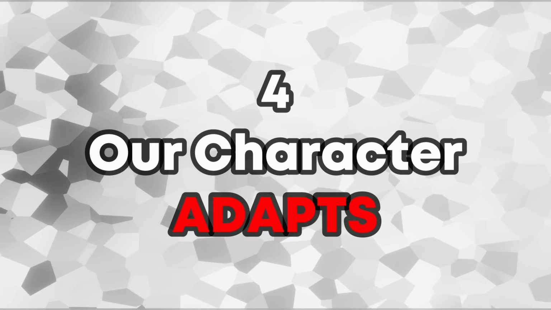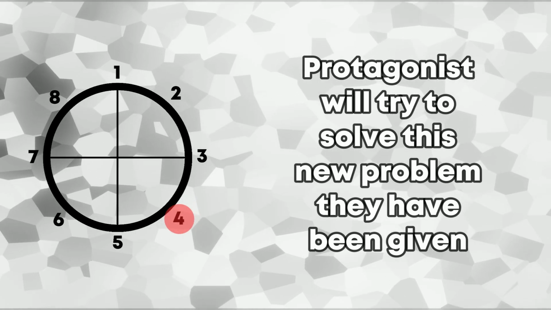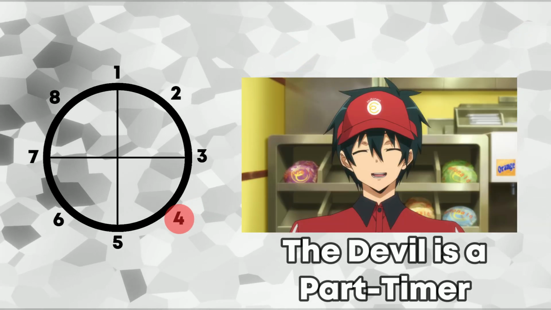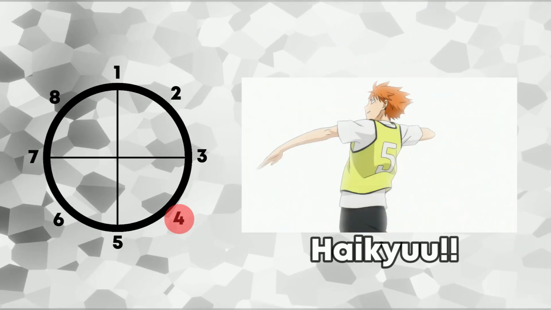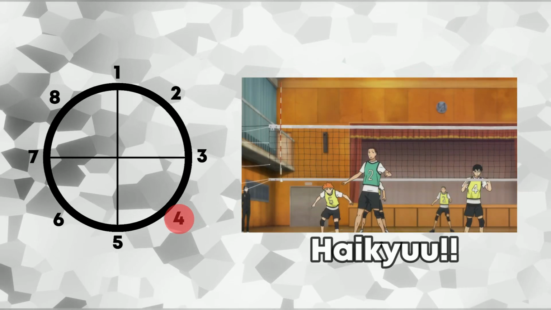4. Our character adapts. With the problem posed in 3, we now have our protagonist adapt to what has been thrown at them. They may relinquish their status as a demon lord by working at McDonald's to pay their bills, or do something as simple as practicing new volleyball combos to use in the upcoming regionals.